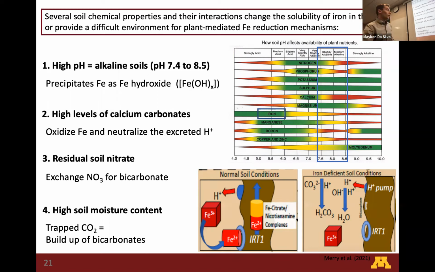And we can see this in these two figures at the bottom of this slide here. In normal soil conditions, hydrogen protons or organic acids interact with ferric iron, converting it to ferrous iron, which is then absorbed by soybean roots. However, when we have iron deficient soil conditions, these hydrogen protons and organic acids interact with bicarbonate, avoiding the conversion of ferric iron to ferrous iron, which then cannot be absorbed by soybean roots, causing deficiencies.